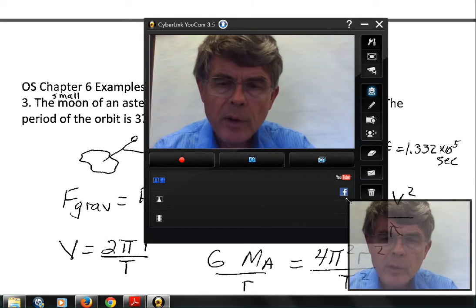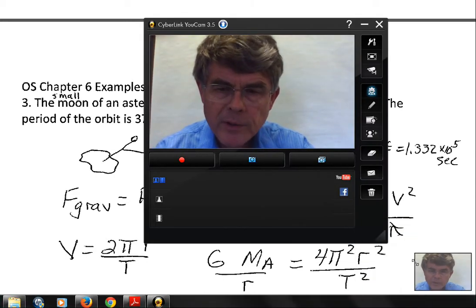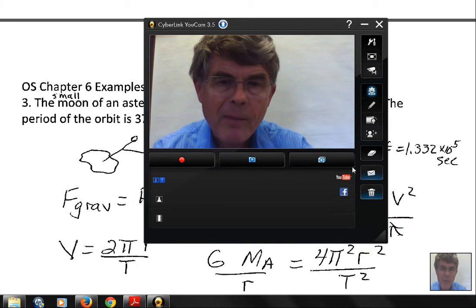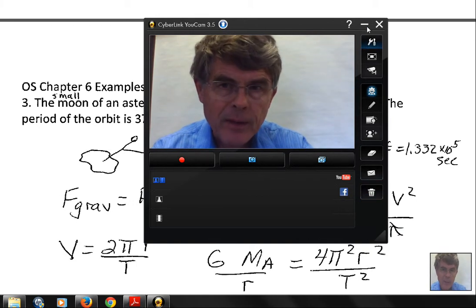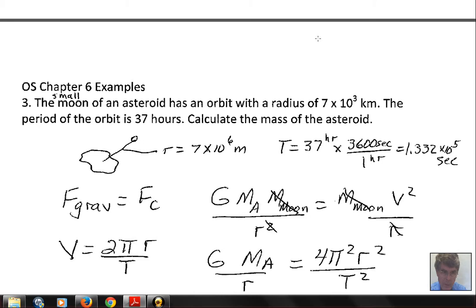A very useful property of orbits is used by astronomers to find the mass of the object that a small moon is orbiting. So we have here a hypothetical problem, completely made up: a small moon of an asteroid. Small means its mass is insignificant compared to the mass of the asteroid. It's observed to have an orbit with a radius of 7 times 10 to the third kilometers.